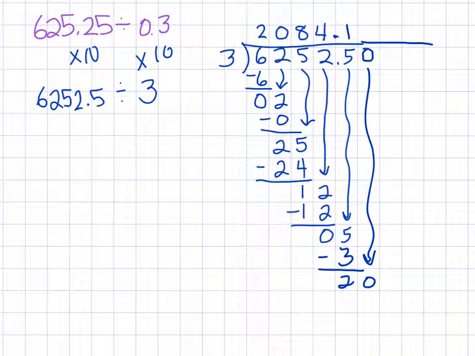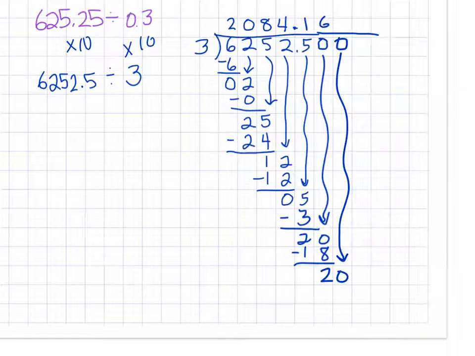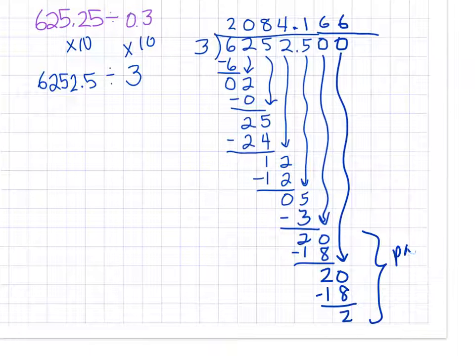3 goes into 20 6 times, which is 18, with 2 left over. Not done, so bring down another 0. And 3 goes into 20 6 times again, and 2 left over. So now I've established a pattern, a pattern of repeating.